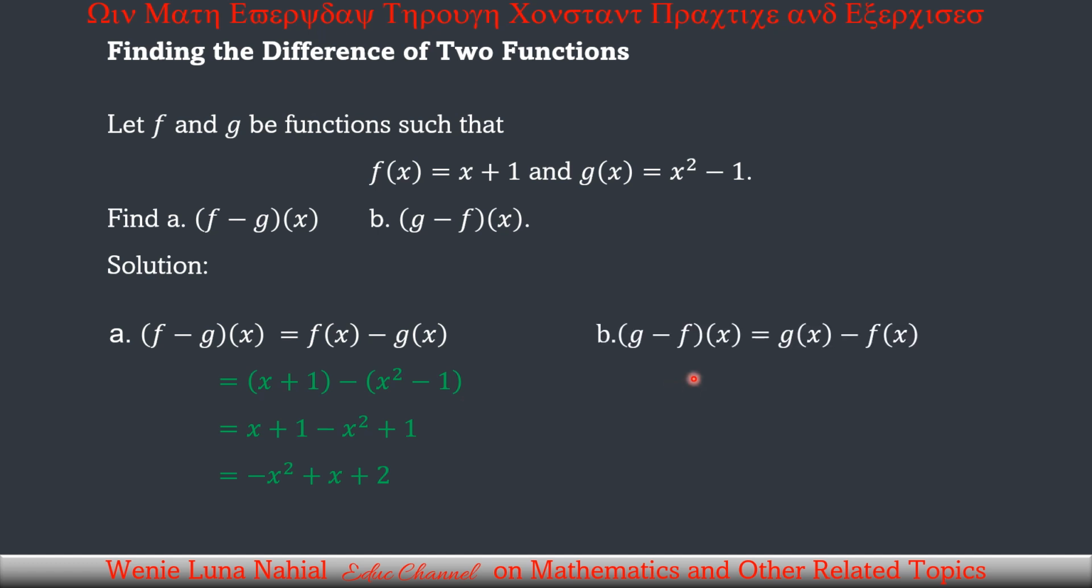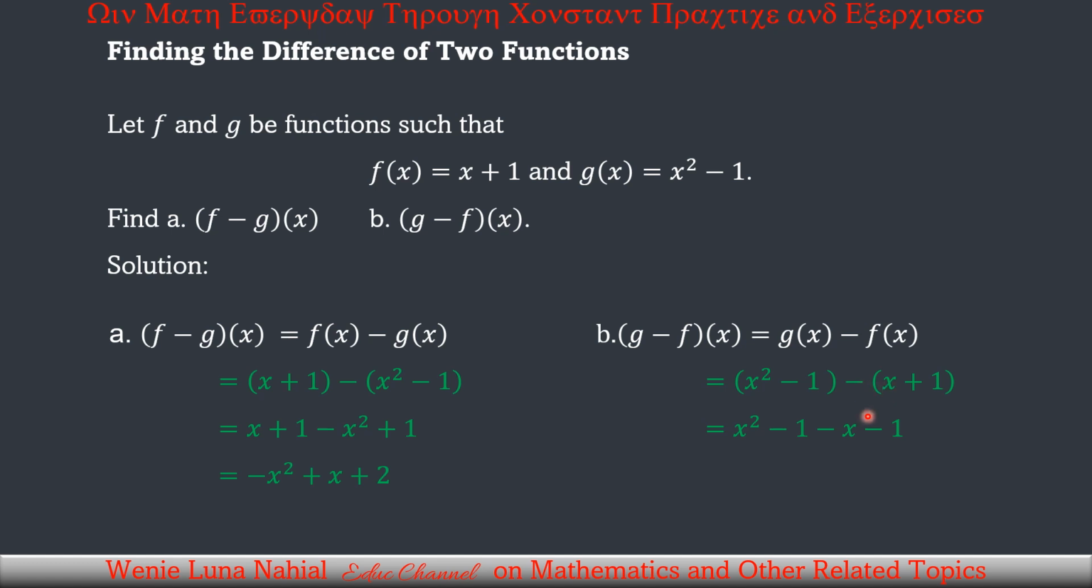Let's have the second one. We have g minus f of x equals g of x minus f of x. So substitute, replacing g of x by x squared minus 1 and f of x by x plus 1. Again, for x squared minus 1, you can take away the parentheses, but in here, you have to, this negative is distributed inside the quantity.